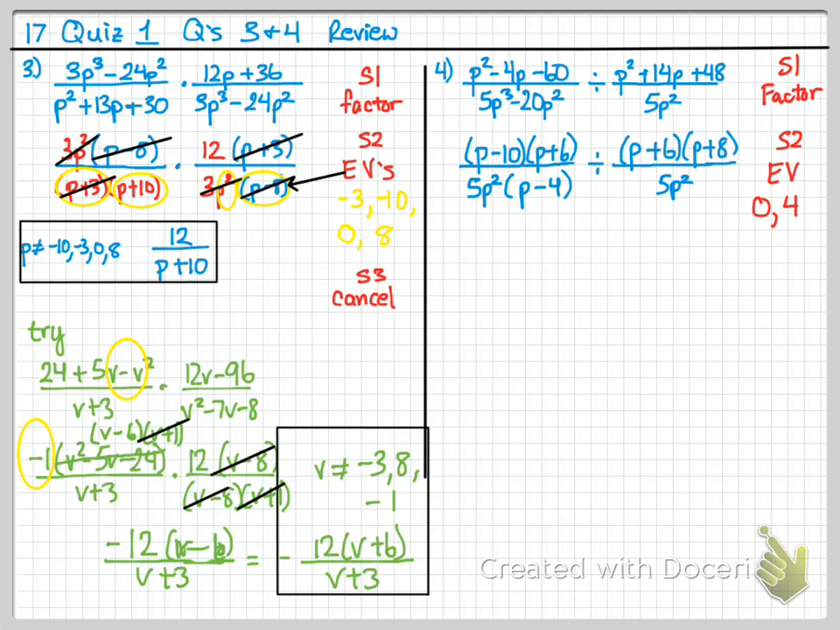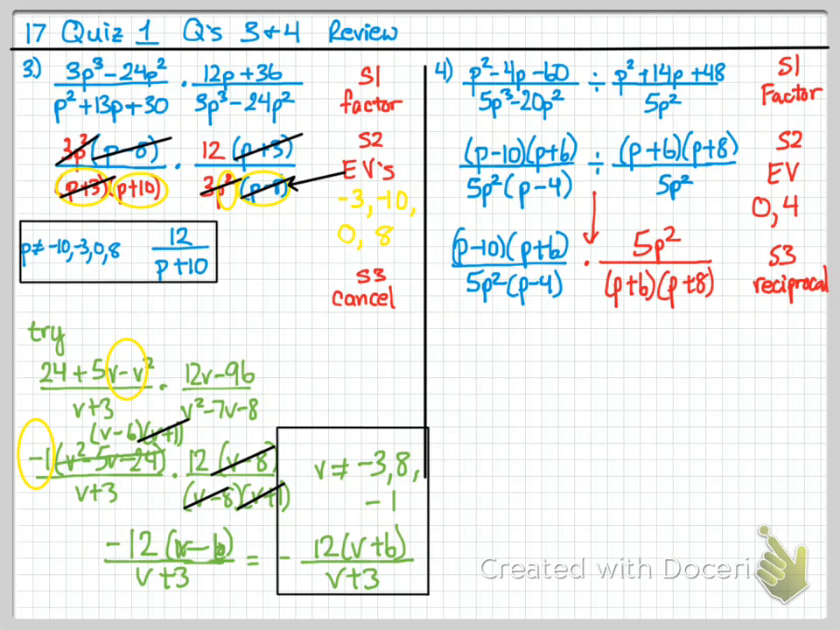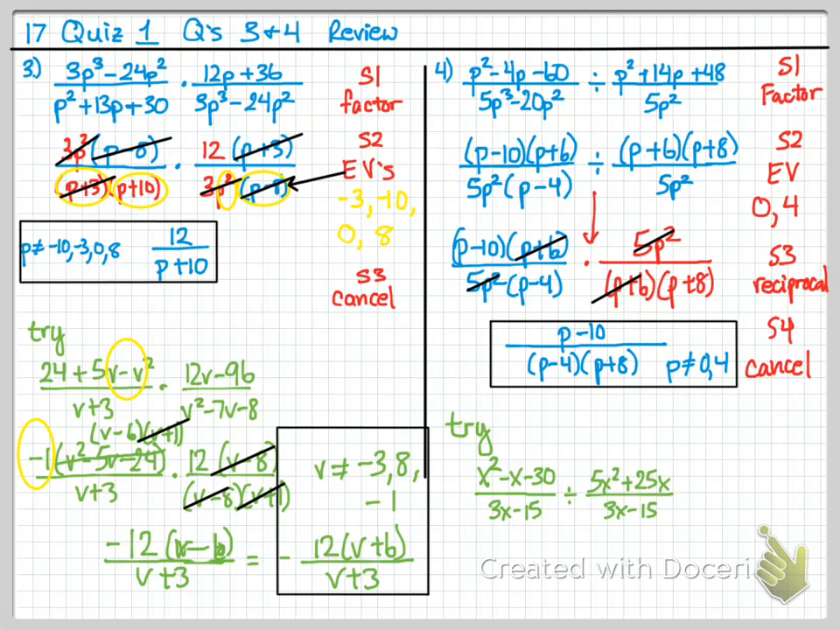So there's 3 p's. You should have 3 excluded values, but 0 pops up twice, from 5p squared and 5p squared. Now let's do the reciprocal. So we change the division to multiplication, and then we do the reciprocal of the second expression. Step 4 is now to cancel. Cancel out your 5p squareds, cancel out your p plus 6s. And then, now that there's nothing left to cancel, multiply across. P minus 10 in the numerator, and then p minus 4 times p plus 8 in the denominator, with excluded values of 0 and 4.